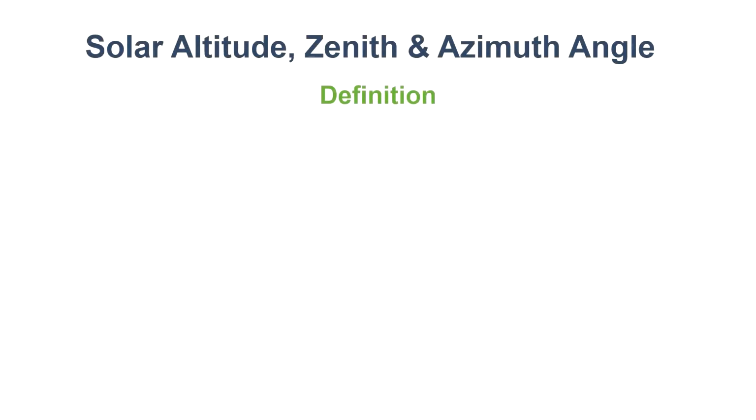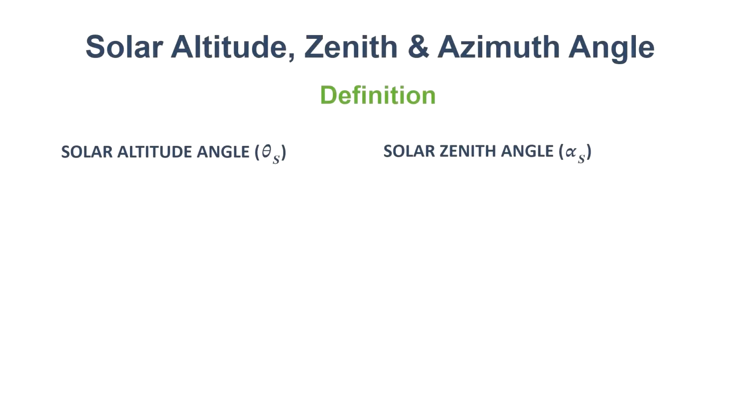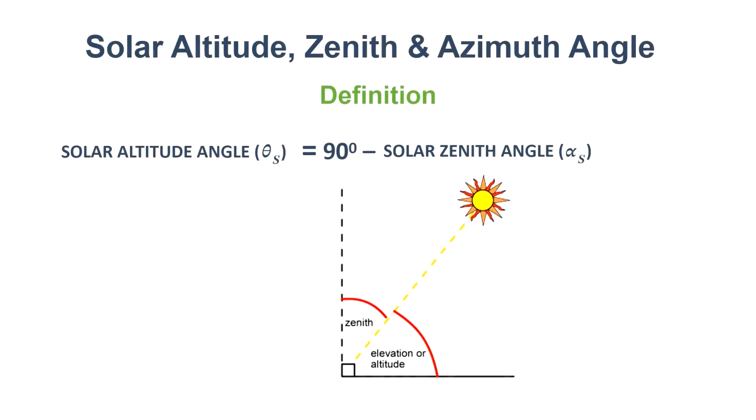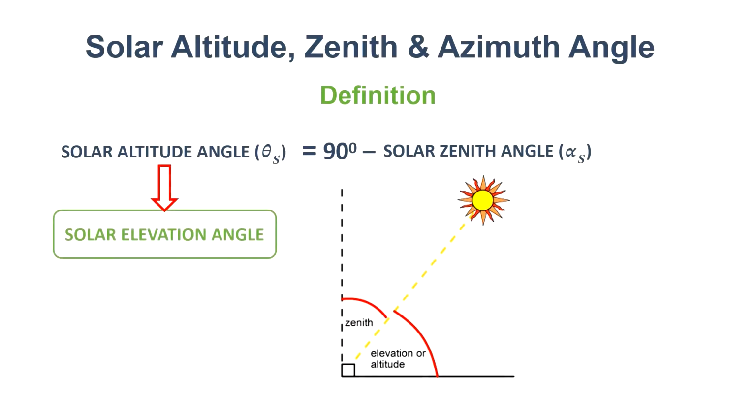So, what is solar altitude and zenith angle? Well, both the angles are complement of each other. That means 90 degrees minus altitude angle is equal to solar zenith angle. Also, solar altitude angle is widely known as solar elevation angle. Hence, don't get confused over this. Let's discuss the solar altitude angle first.